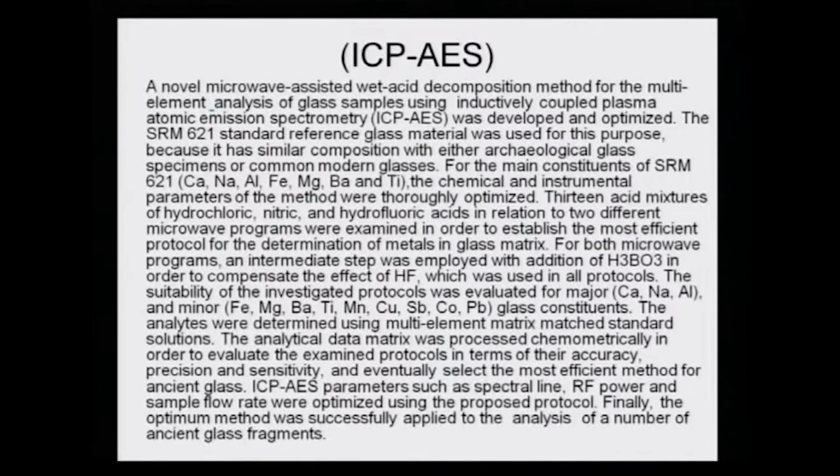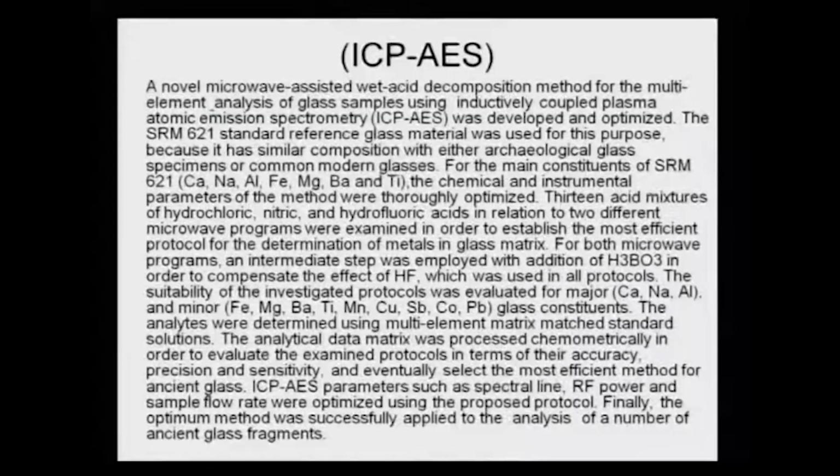The SRM 621 standard reference glass material was used for this purpose because it has similar composition with either archaeological glass specimens or common modern glasses. So, as I told you, there needs to be a reference. A reference standard of glass which is commonly used, SRM 621, was taken into consideration for this analytical comparison, and then compared with the modern glasses that are being produced in today's technologically advanced glass industry, or archaeological samples from the ancient times. The main constituents of SRM 621 are calcium, sodium, aluminum, iron, magnesium, barium and titanium. The chemical and instrumental parameters of the method were thoroughly optimized.